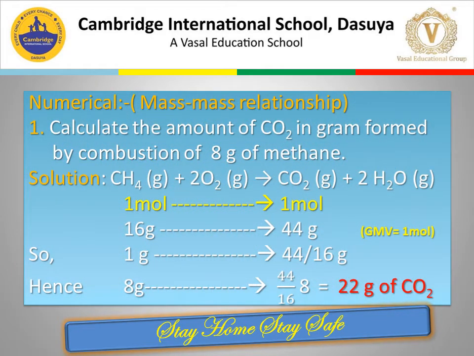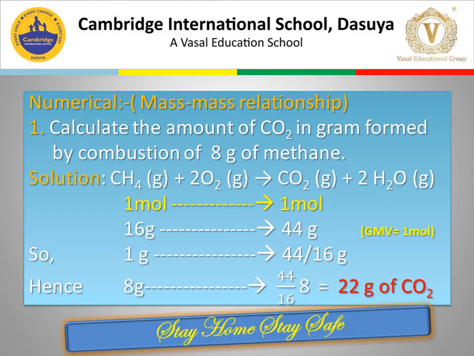Let us start solving numericals based on the stoichiometric relations. First of all, we will carry out the mass and mass relationship based questions. Here, in this type of question, the mass of a substance is given and you have to find out the mass of another substance. So these types of questions are called mass and mass relationship based questions.